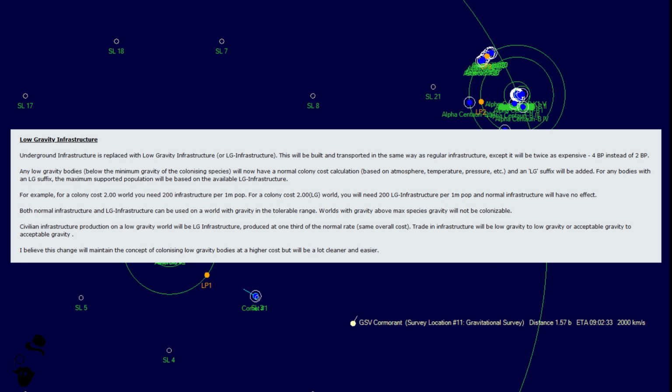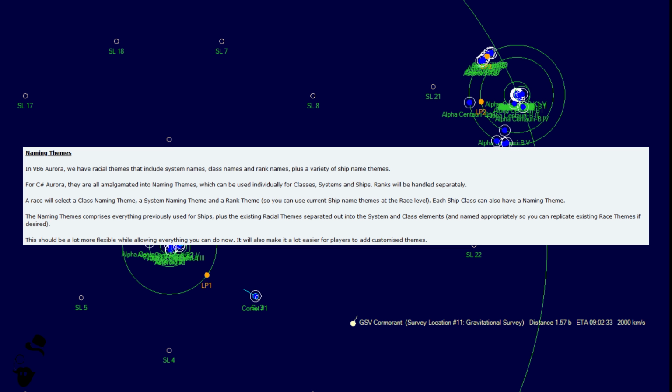Next up, another minor change, naming themes. In VB6 Aurora, we have racial themes that include system names, class names, and rank names, plus a variety of ship name themes. For C# Aurora, they are all amalgamated into naming themes, which can be used individually for classes, systems, and ships. Ranks are apparently handled separately. A race will select a class naming theme, a system naming theme, and a rank theme, so you can use current ship name themes at the race level. And each ship class can also have a naming theme.